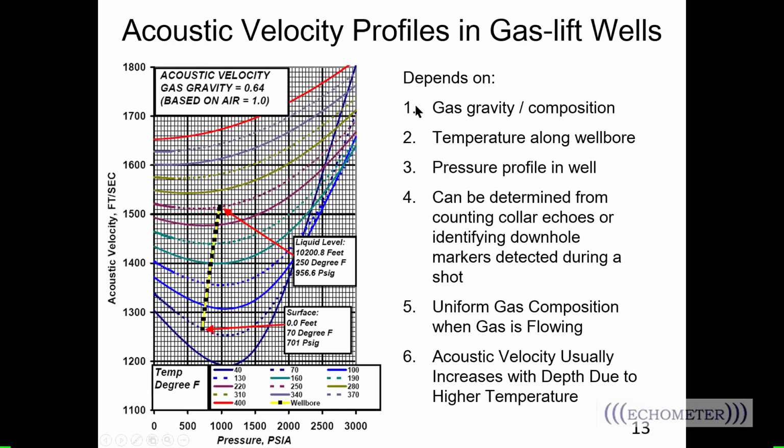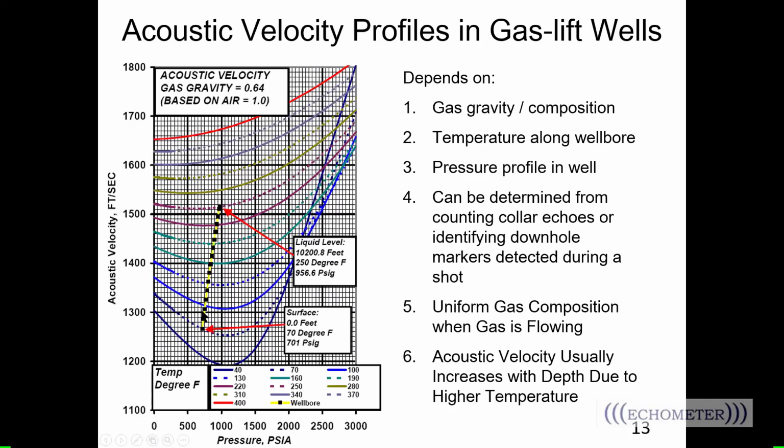So the acoustic velocity depends on the gas gravity and composition, the temperature along the wellbore, as well as the pressure profile. We can determine acoustic velocity using a few different methods, either from counting collars, by using the downhole markers, or by looking at the pressure, temperature, and the gas gravity of the gas. So typically the gas has a uniform composition when the gas is flowing.